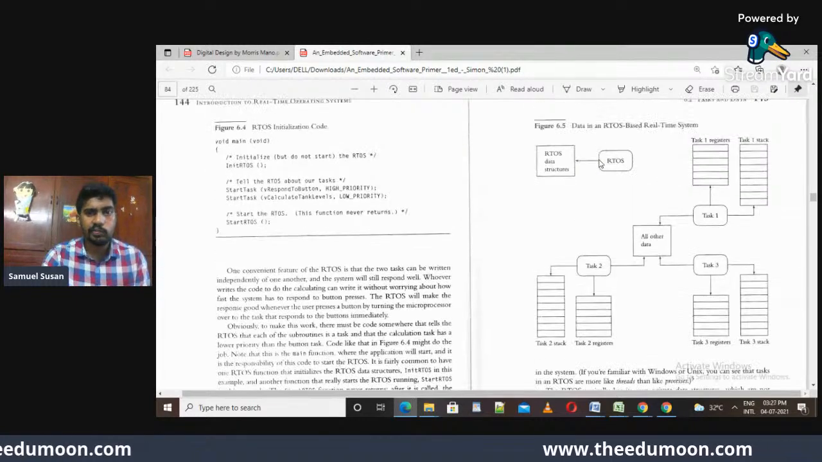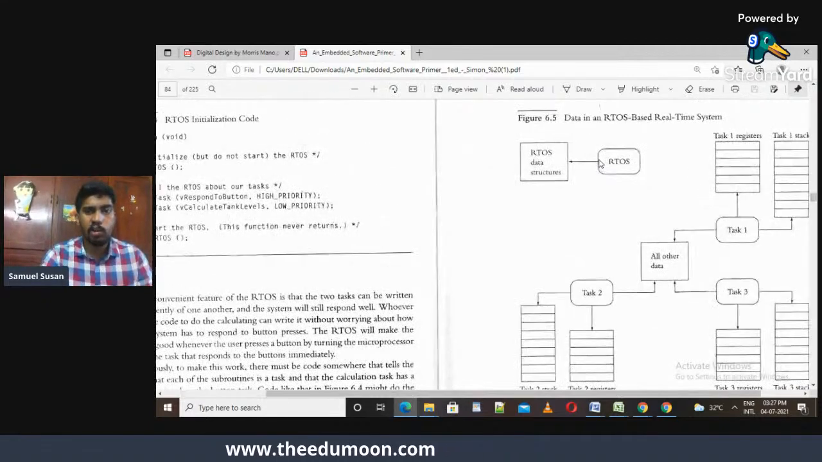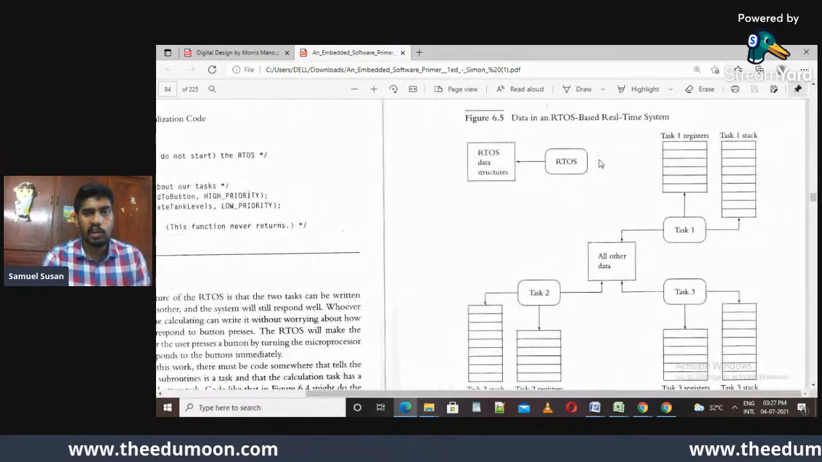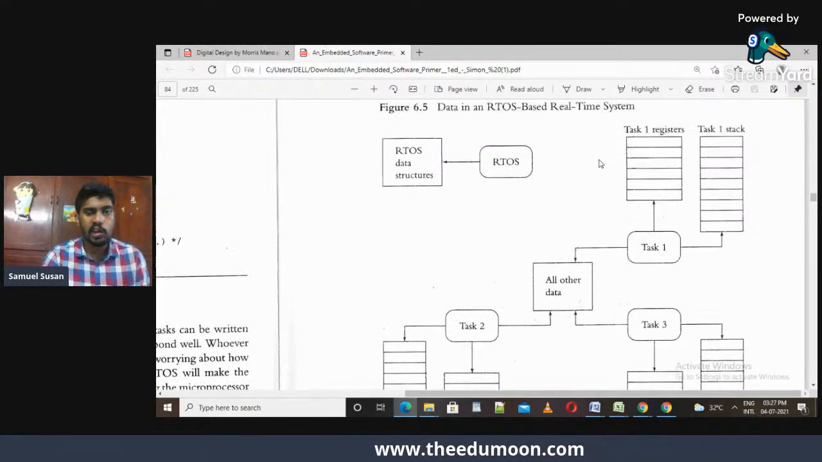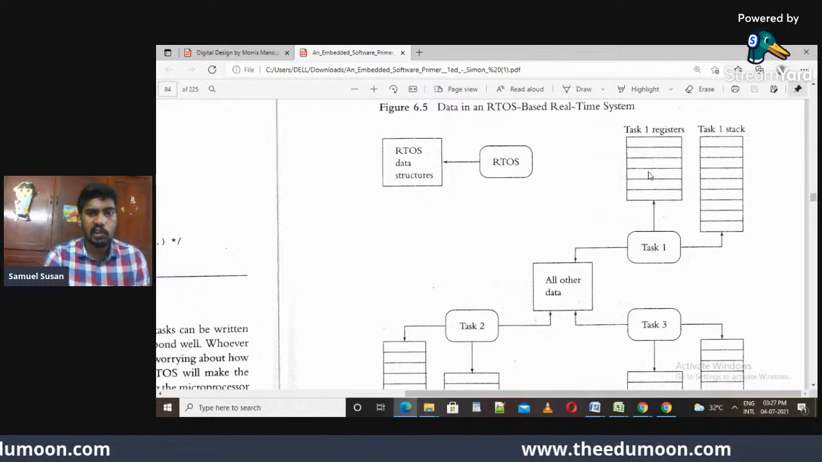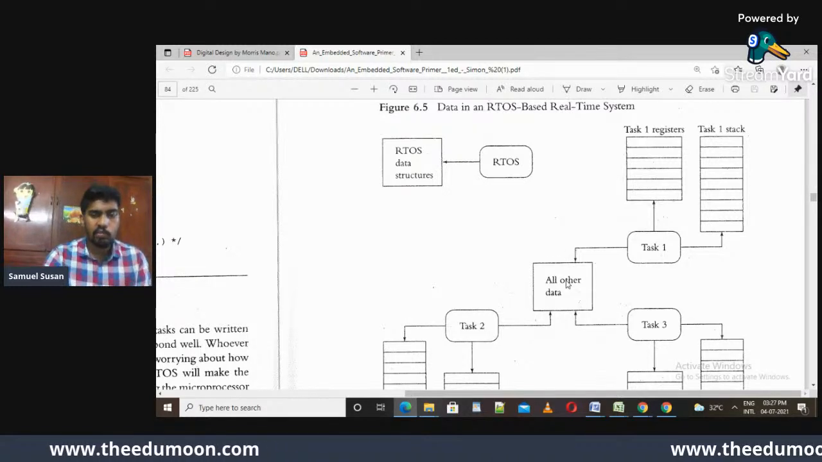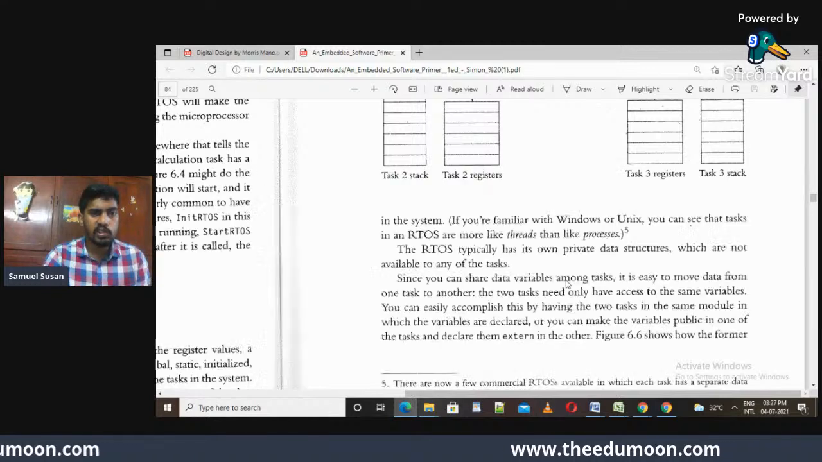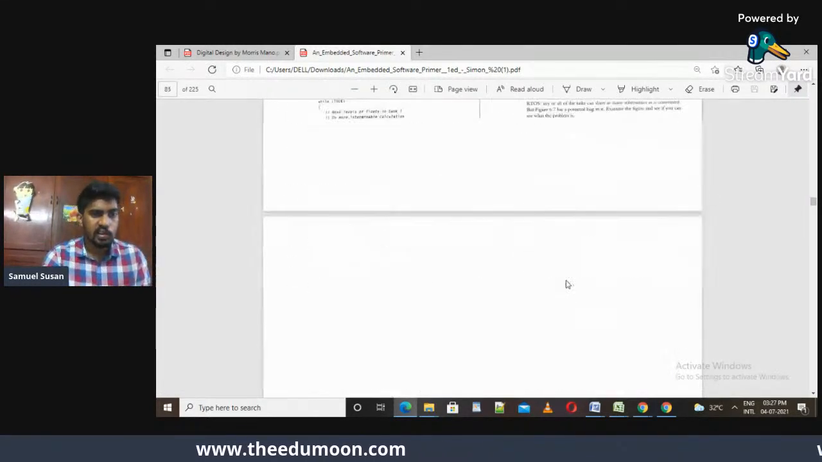So coming to the data, as we discussed, when there are more tasks and each of them has its own data, how can they communicate with each other, or how is the data transmitted from one of them to the other? You can see individually, task one has its own stack and registers. So the data of task one is stored in this one, and this is the common data which is available. So how do these communicate? That is what the next chapter is.